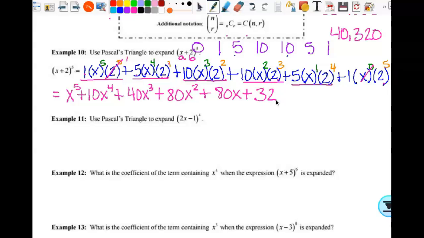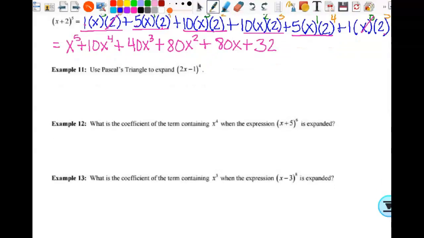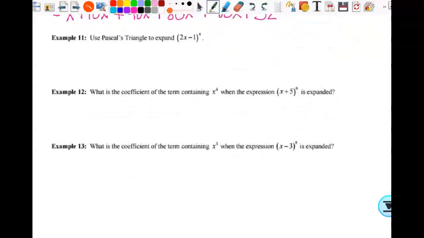All right, good deal. So let's look at what happens when we have 2x minus 1, like if we have a subtraction in there, how this is going to look just a little bit different. We are going to start with, so if I want, I'm going to take this to the 4th power. I'm going to look at the 4th row. What is the 4th row? 1, 4, what?